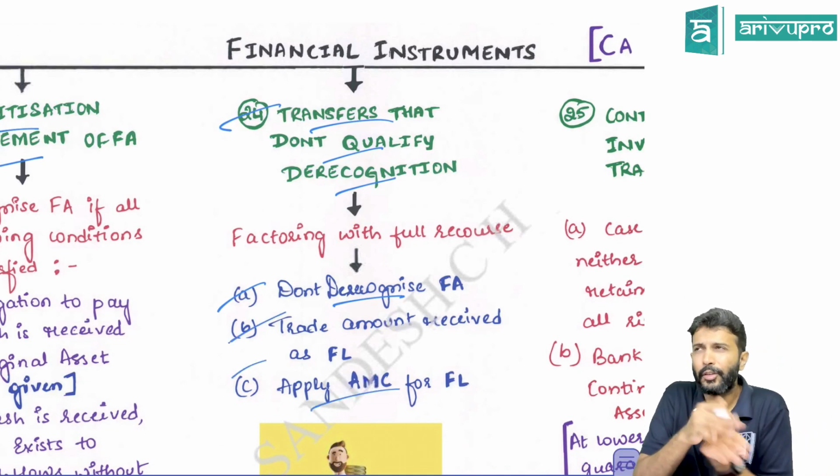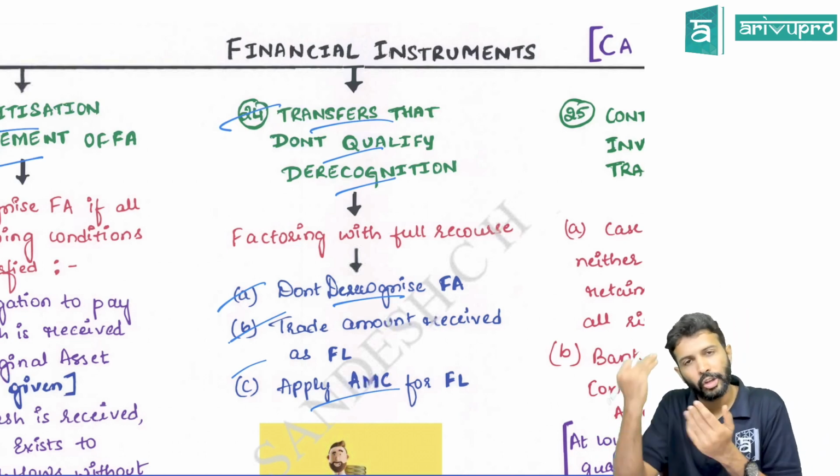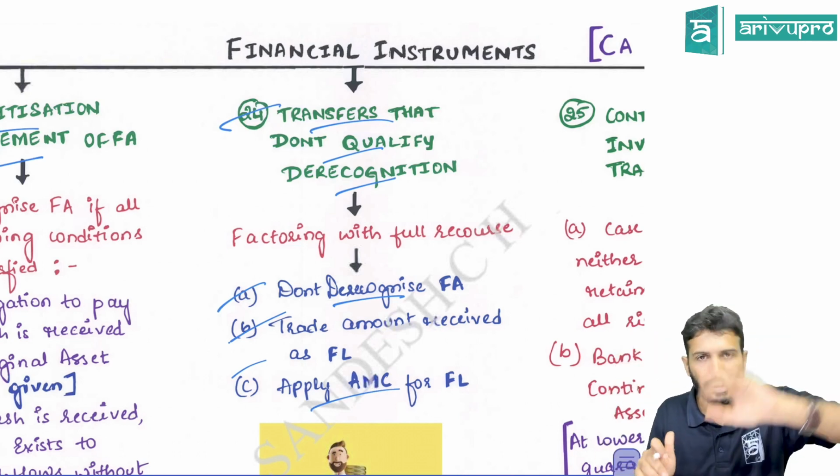Fine, like that. If you have done a factoring arrangement without recourse, that means bad debt risk is with the factor only. So risk and reward both you have transferred. In that case, you can derecognize.